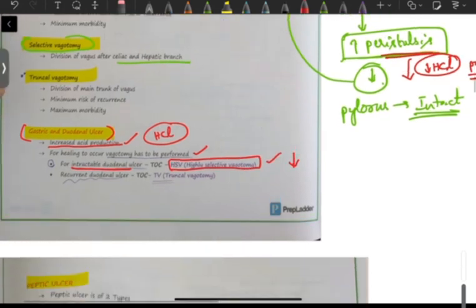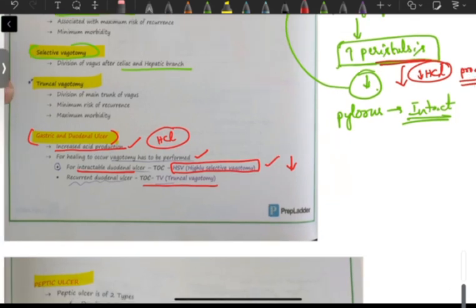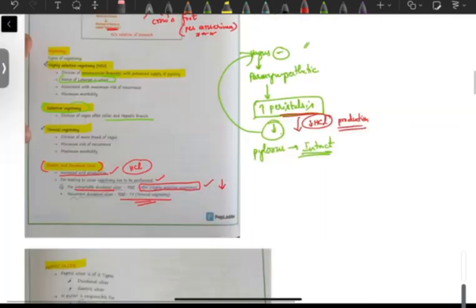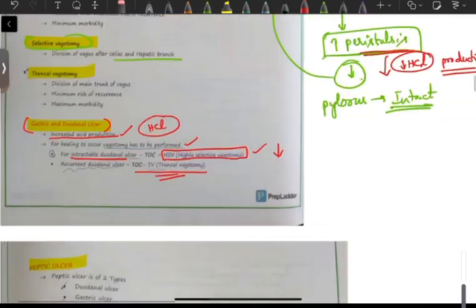Similarly, for recurrent duodenal ulcer, the treatment of choice is truncal vagotomy. If it is recurring even after high selective vagotomy, or after doing everything for the treatment of ulcer, then the only possibility is to go for truncal vagotomy, removing the entire vagus nerve supply, so that acid production will be reduced.